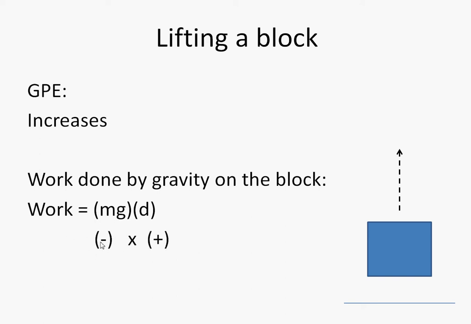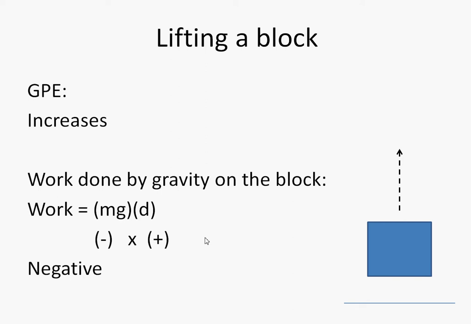mg has a negative sign, and displacement has a positive sign, which makes a lot of sense. I mean, we're lifting it up, but gravity's still pulling down against it. So the work done by gravity is negative. And you don't think about it too much because, well, you're not gravity. But that's pretty much how it's going to work. In order to increase GPE, we had to have gravity do negative work on the block. Well, that's a constant force.